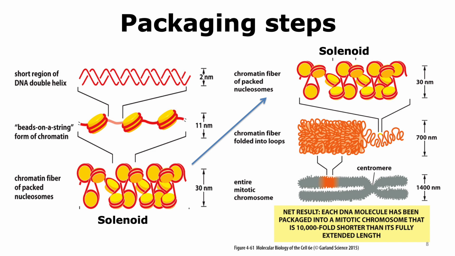And hence in this figure, we are looking at different steps that are involved in packaging. While you don't have to remember all these steps, what you should remember is the nucleosome, or the beads on a string form of chromatin, which is the second form shown on the left part of the figure, as well as the solenoid structure. After that, there are many more steps for packaging, but we don't have to remember these different steps.